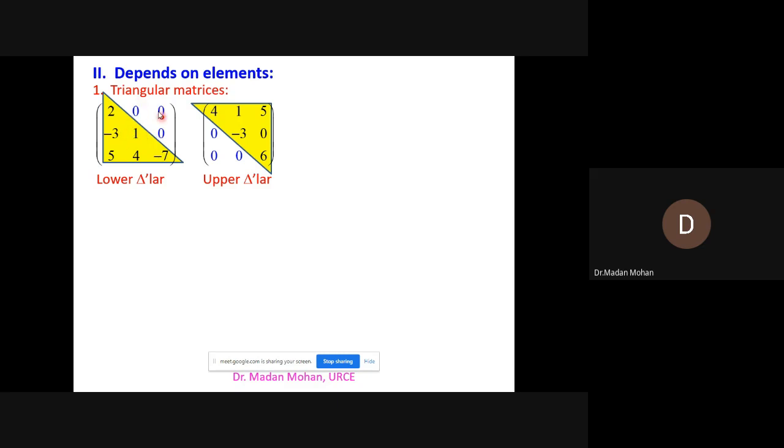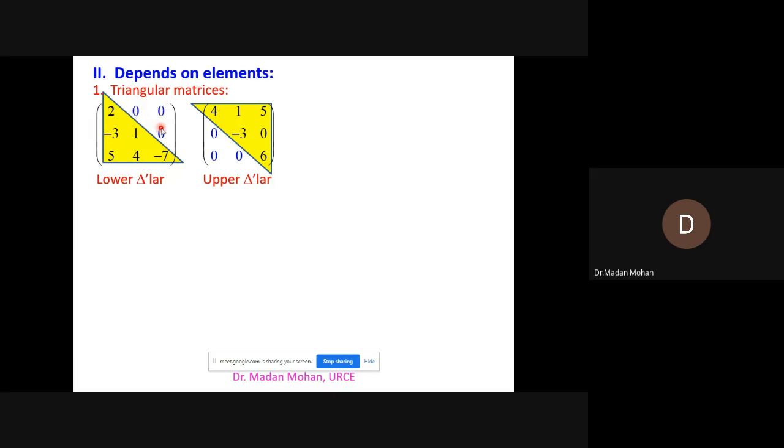The entries we denote with Aij. Aij values here are 0. Aij values here are 0, meaning this 0 is in the first row, second column. This one is in the first row, third column. I value 1, J value 2. I value 1, J value 3. Whenever I is less than J, these are zeros.